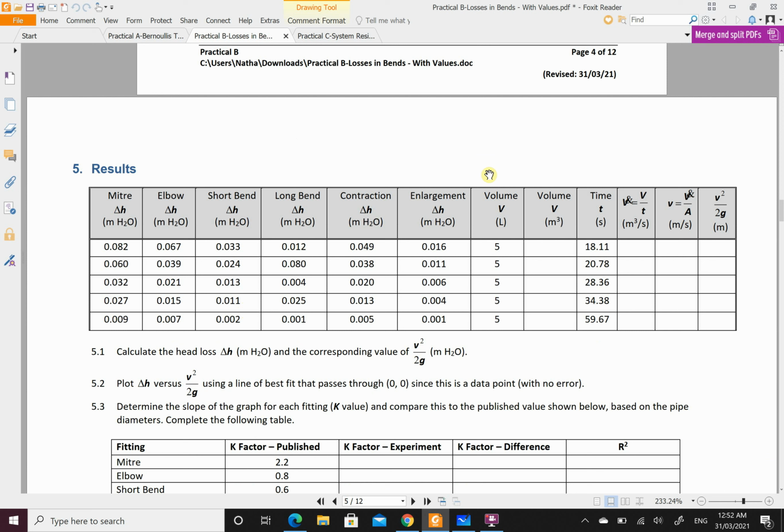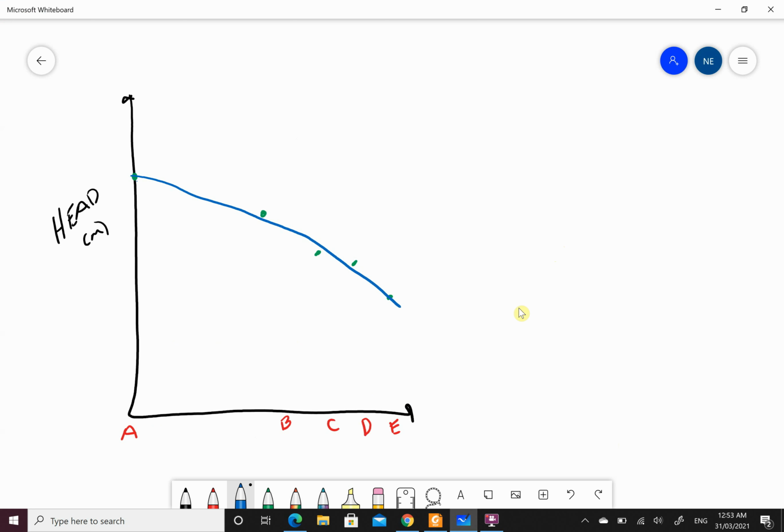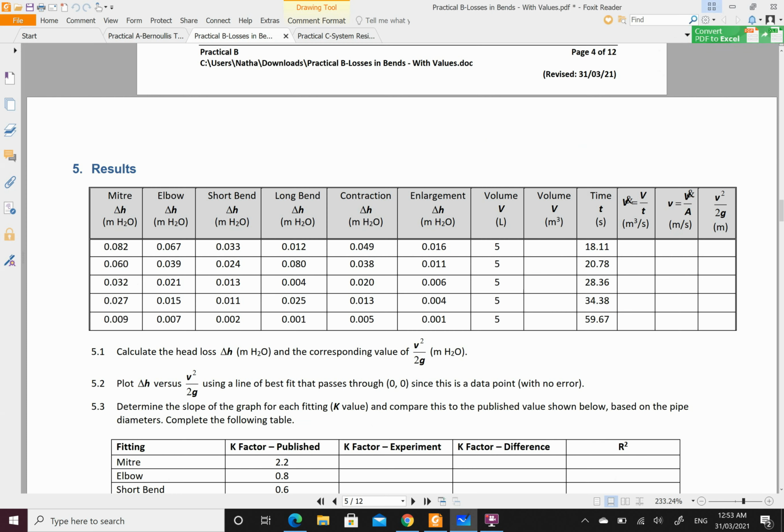What we need to do is volume. I've got my volume in liters, I have to convert it to meters cubed. So remember, liters per second to meters cubed per second, we multiply by 10 to the negative 3 or divide by 1,000. So that's all you do there. You just divide 5 by 1,000 and get it into here. Again, flow is the volume divided by time. So get this volume divided by the time, you'll get flow.